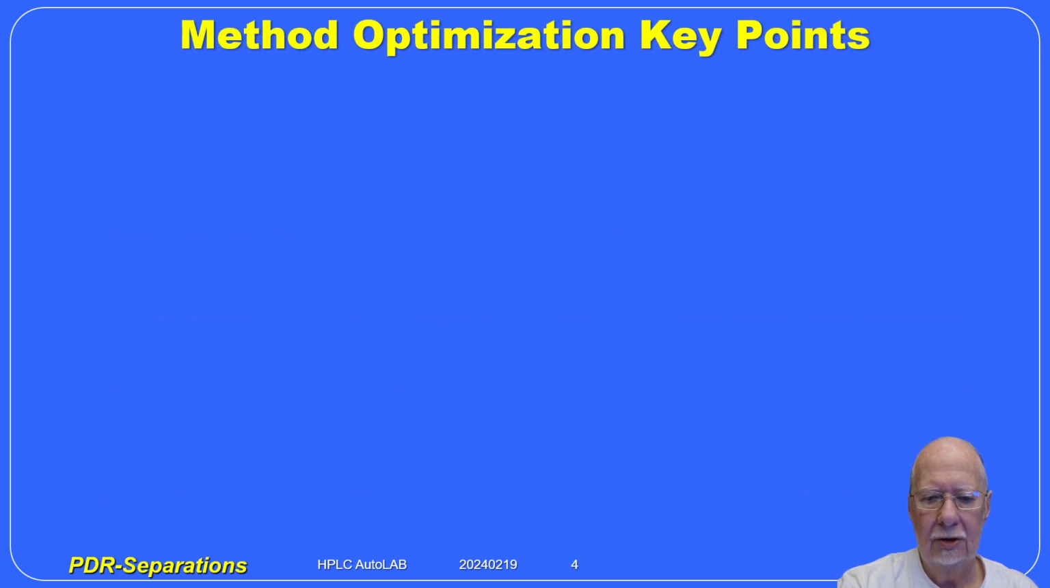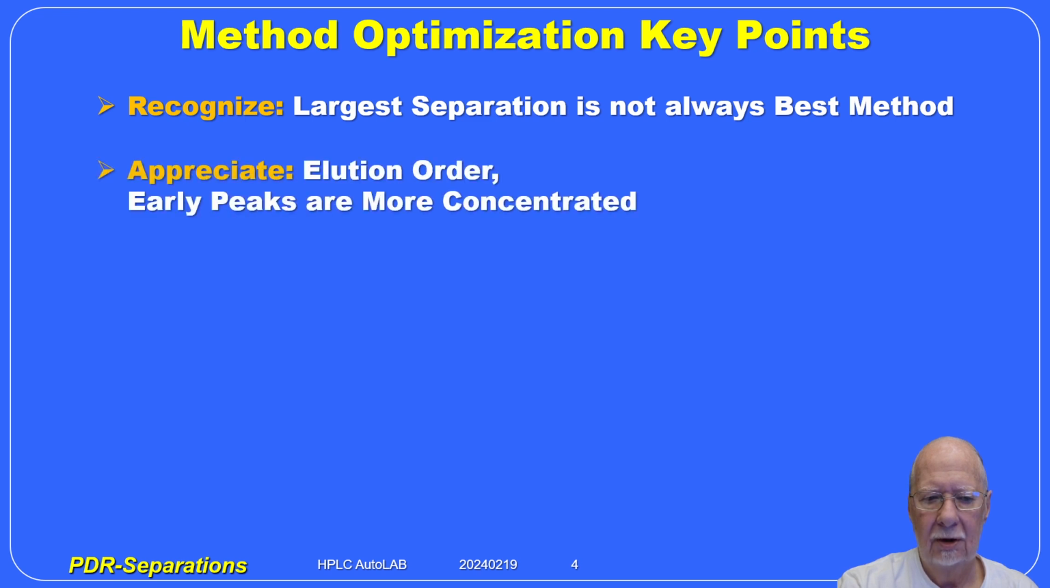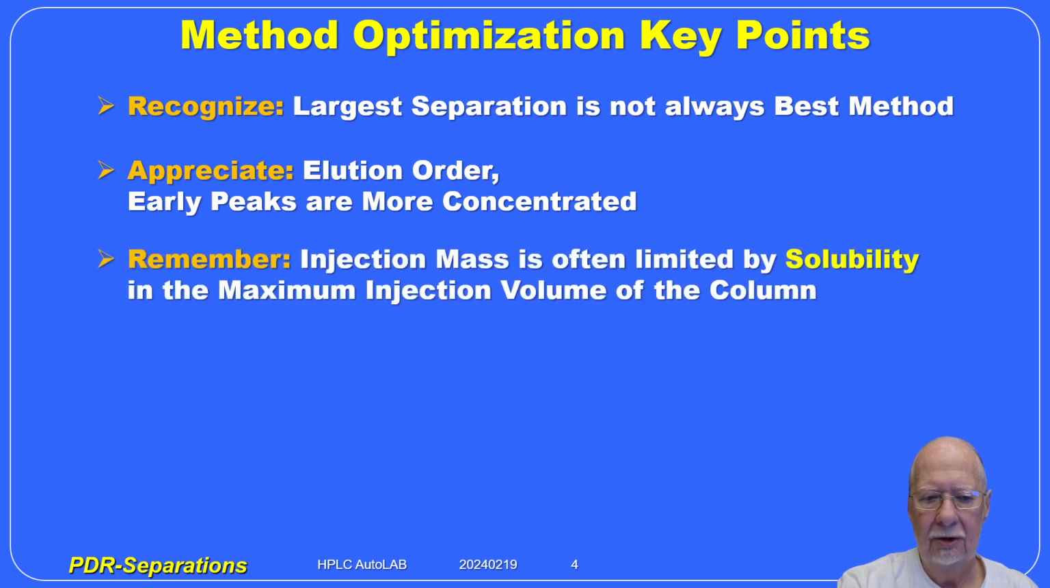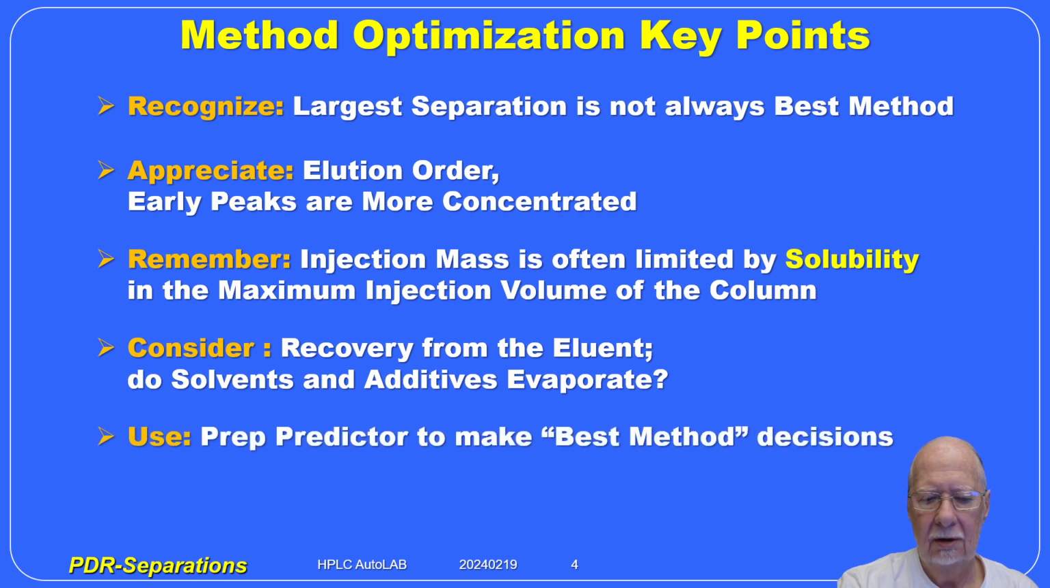Method optimization key points. Recognize the largest separation is not always the best method. Appreciate elution order. Early peaks are more concentrated. Remember, injection mass is often limited by solubility in the maximum injection volume of the column. Consider recovery from the eluent. Do solvents and additives evaporate? Use PREP Predictor to make best method decisions.